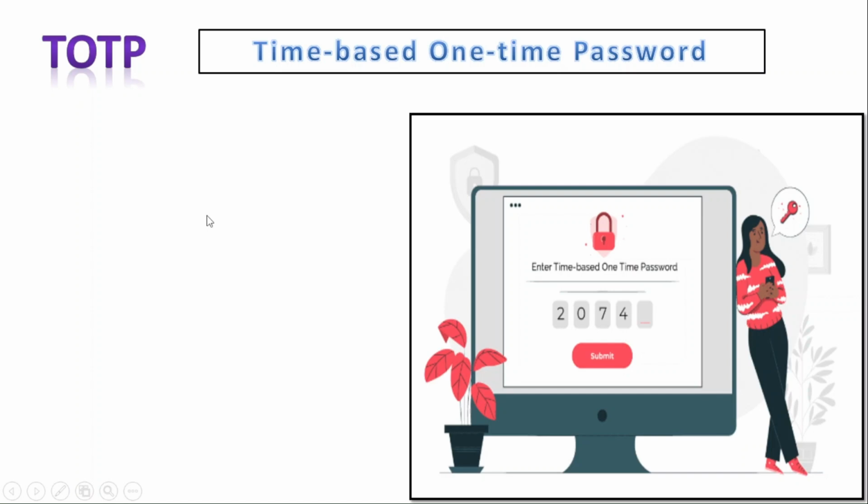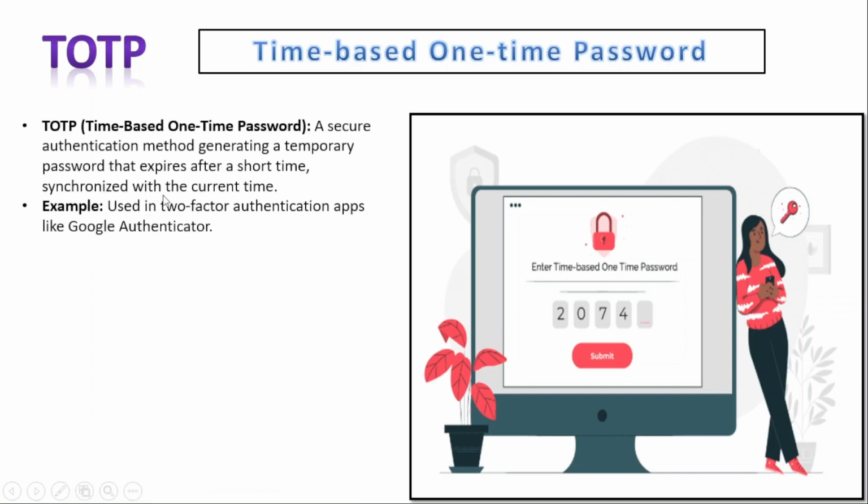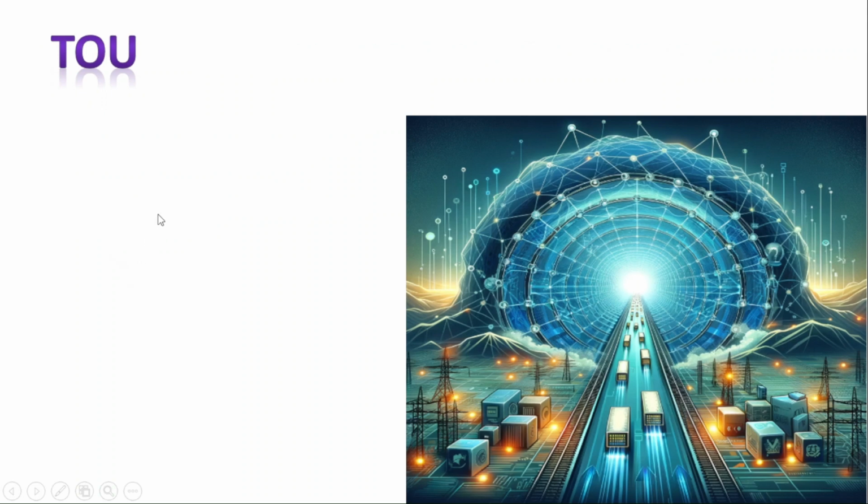TOTP, that is time-based one-time password. So TOTP is a secure authentication method generating a temporary password that expires after a short time, synchronized with the current time. Example, used in two-factor authentication applications like Google Authenticator.